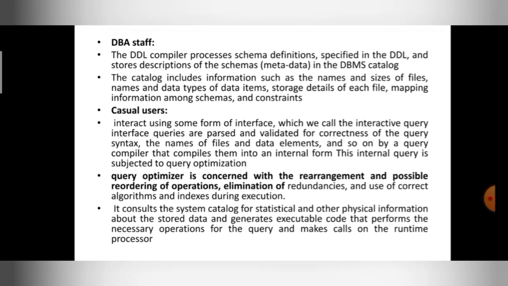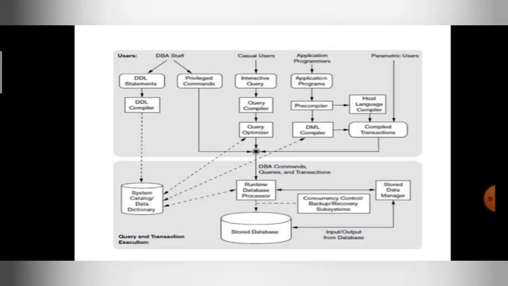Next, the catalog includes, I already told you, names, sizes of files, whatever the internal details that will be there in the metadata. Next, casual users. Casual users interact using some form of interface which we call interactive query interfaces, right? Also you can see there, for the casual user we have a query compiler and query optimizer. Casual users are going to interact with the database using queries, right? So the query should be compiled and sent to the database for accessing the database. That is taken care of by the query compiler.